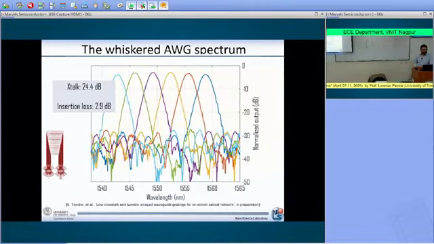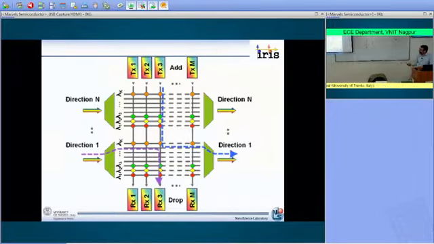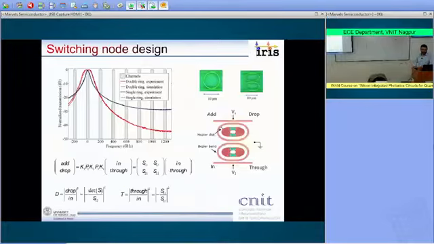Then we have another function to perform, that is the routing. Okay, so once we have demultiplexed, we have reached our microring resonator, and now we need to design the single node. And here is the design of the single node. So initially, what we were thinking was to use a single microring resonator, 10 micron in diameter, and the blue line here is the transmission of the microring resonator.